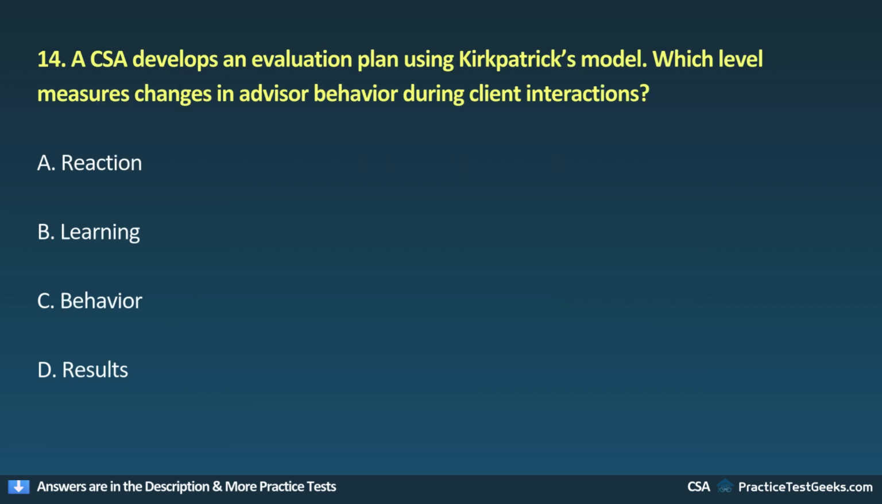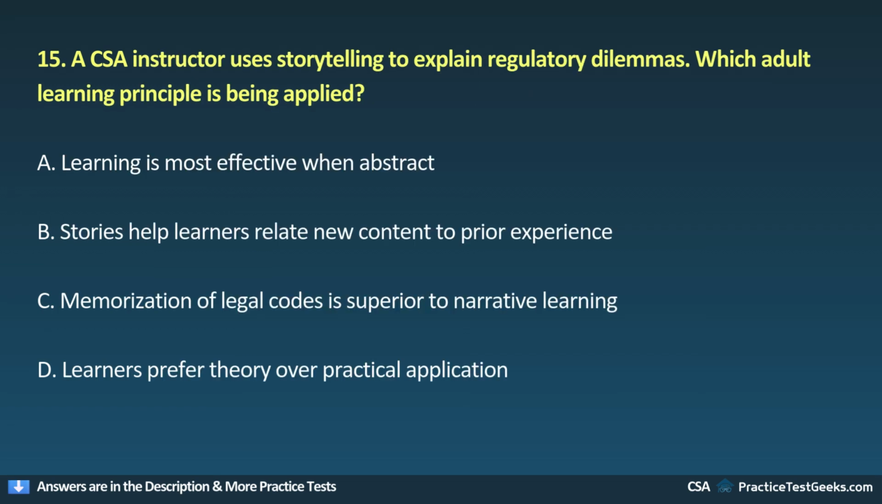14. A CSA develops an evaluation plan using Kirkpatrick's model. Which level measures changes in advisor behavior during client interactions? A. Reaction. B. Learning. C. Behavior. D. Results. 15. A CSA instructor uses storytelling to explain regulatory dilemmas. Which adult learning principle is being applied?